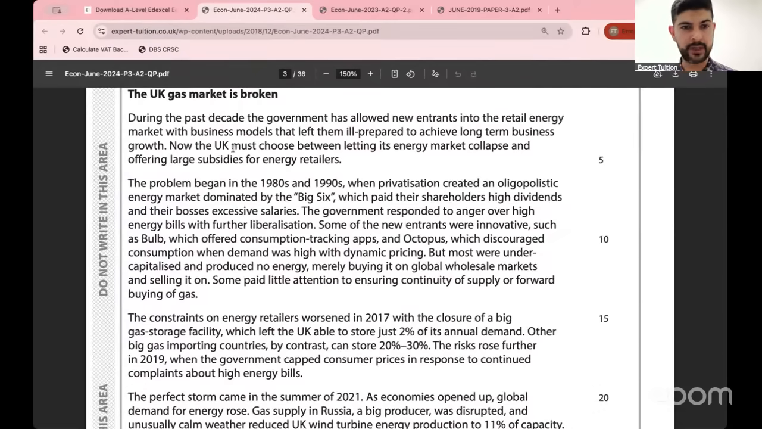Here we are. This is it, yeah? It says business models that left them ill prepared to achieve. So here we go. During the last decade, the government has allowed new entrants into the retail energy market with business models that left them ill prepared to achieve long-term business growth. In other words, a lot of these firms may end up what?